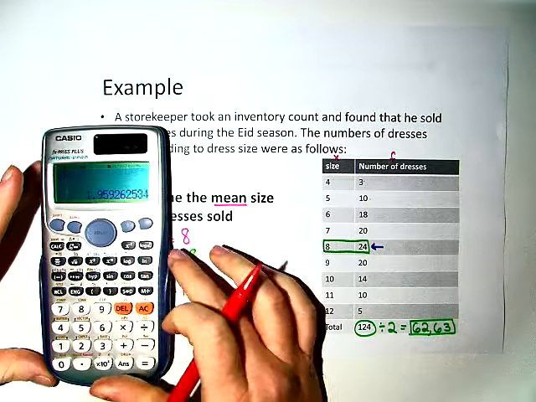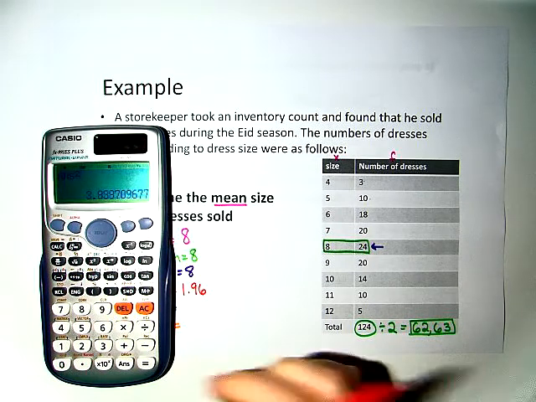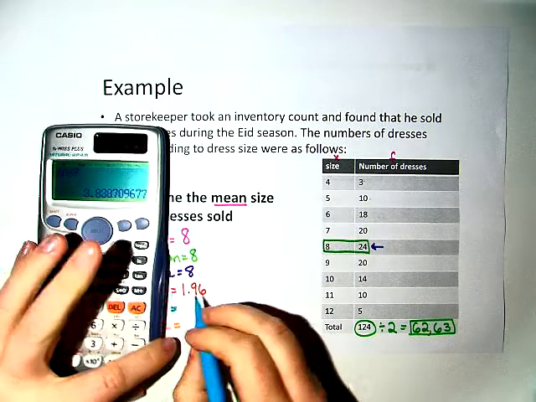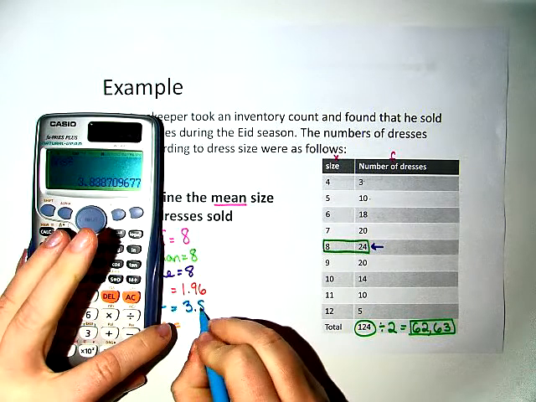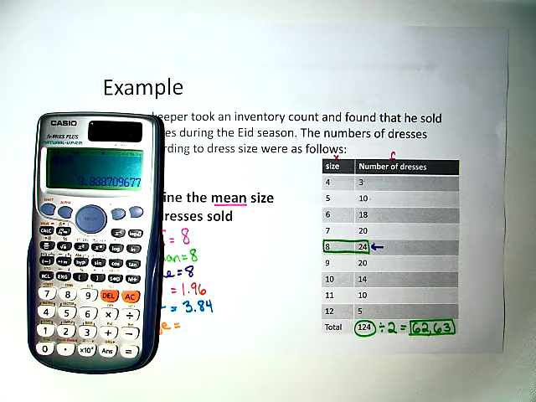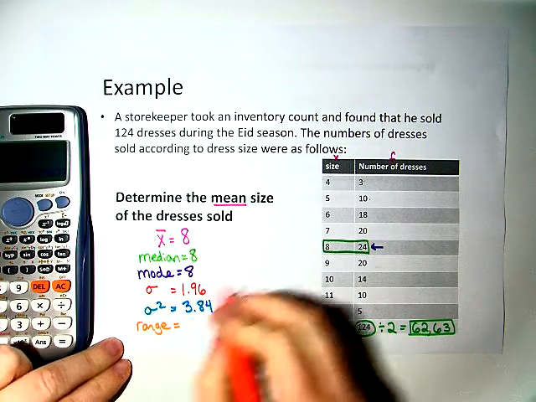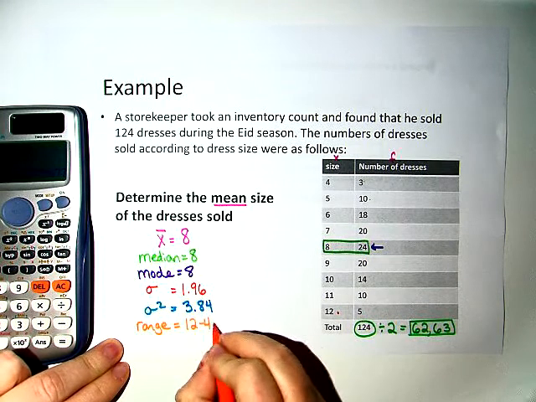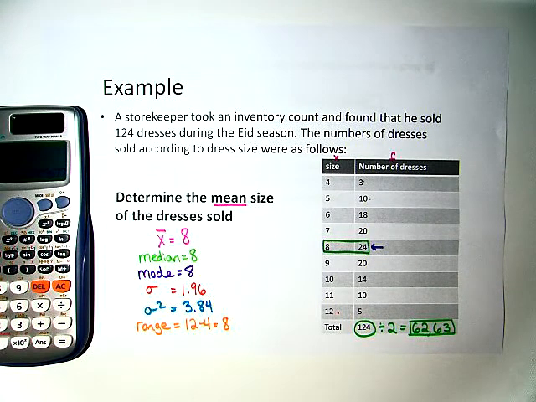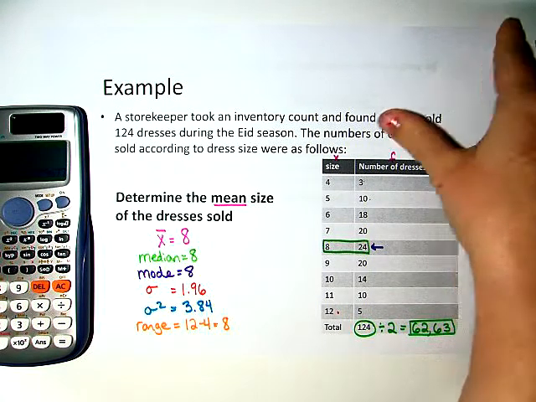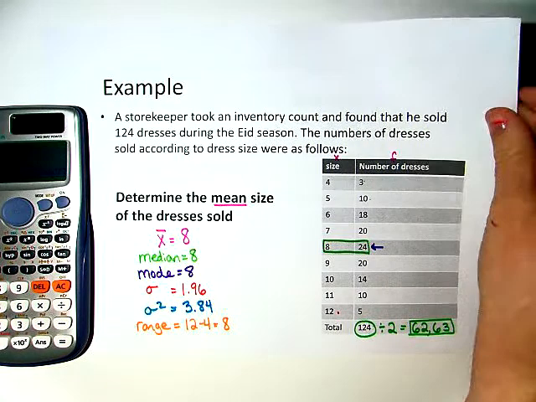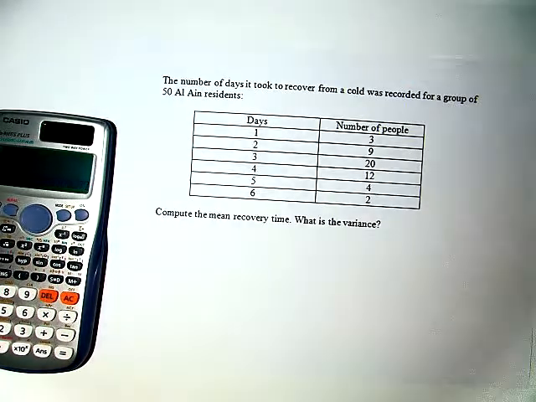So the variation, if we square it, gives me 3.84. And the range of dresses is 12 minus 4, or 8 sizes in range. Okay, so that's a lot of data all at once. Let's go ahead and try another one.